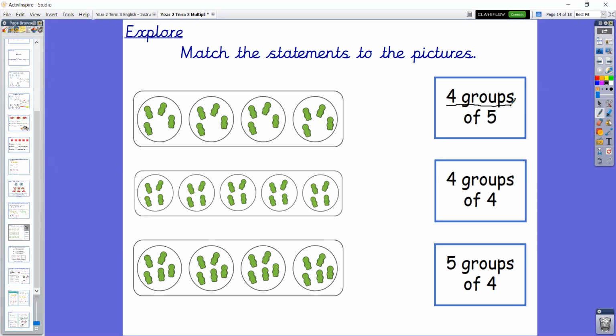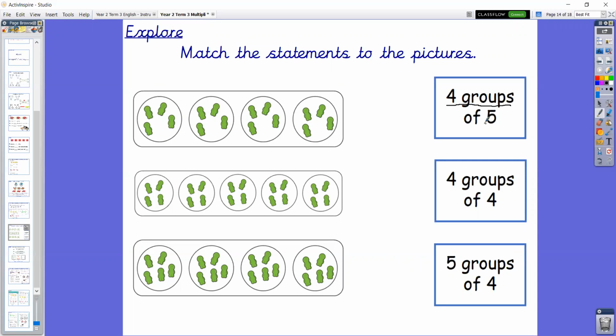Okay, so here in the pictures, the groups are shown as circles. So I can see that the first picture has 1, 2, 3, 4 groups. And so does the third picture, 1, 2, 3, 4. Okay, so there are 4 groups of 5. What does the digit 5 represent? Pause the video and have a conversation at home.